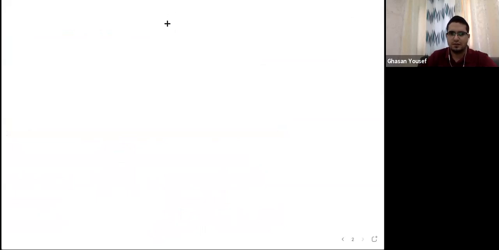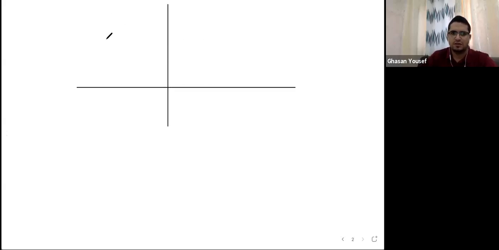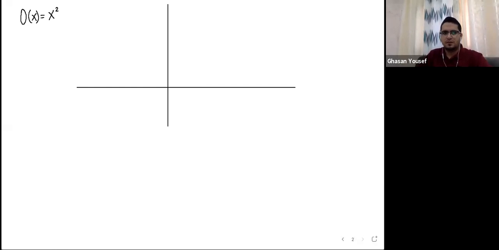Here's my Cartesian plane. This is the y-axis. This is the x-axis. My original function is o of x equal x squared. What is the graph of o of x equal x squared? Do you know the graph of this function? It is a parabola, yes. It looks like a cup. This is the graph of the function. This is o of x.